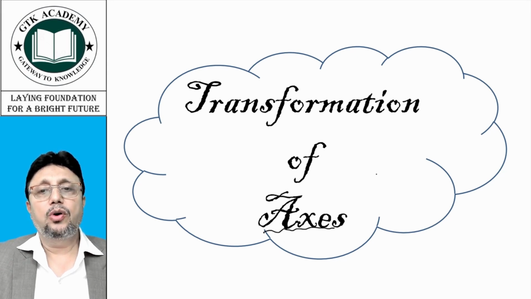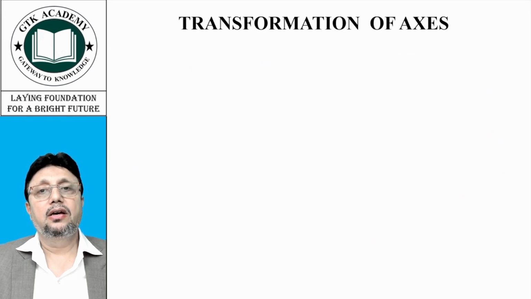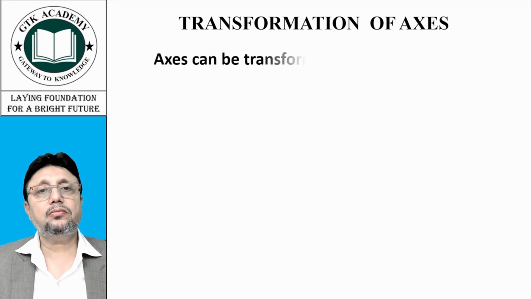What is an axis? You have the x-axis and you have the y-axis. Put together, they are called axes. Axes is the plural of axis. Anyway, we'll discuss how the transformation happens or how it can be done, and what happens when the axes are transformed, and also what the advantages of this are.